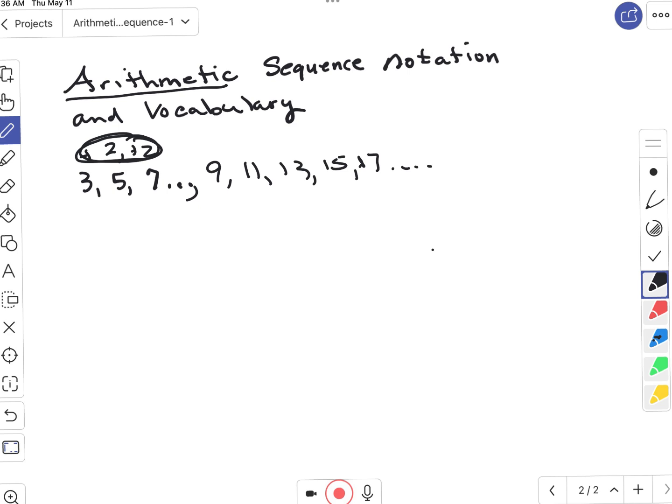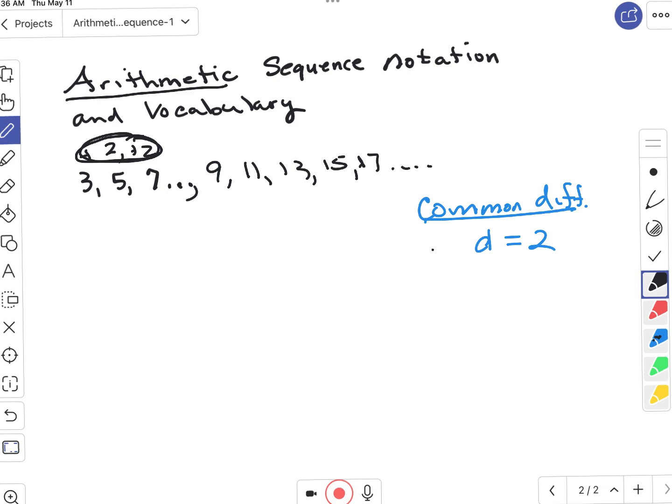So the common difference D is equal to 2. So we're adding 2 over and over again to get to the next term. And that is known as the common difference, and we use the letter D for the common difference. So you can see that they're 2 apart.